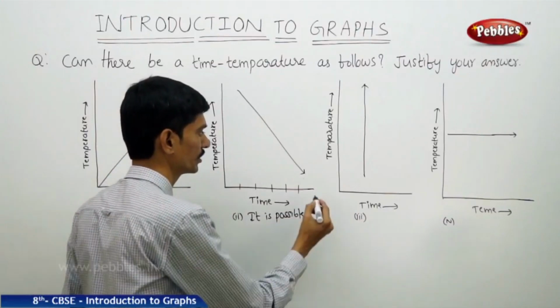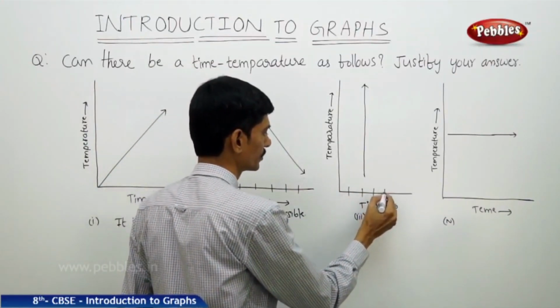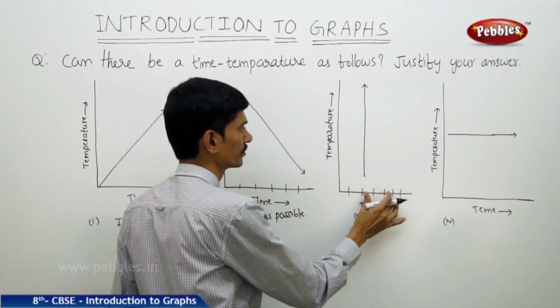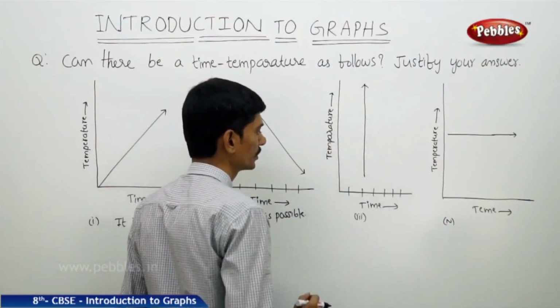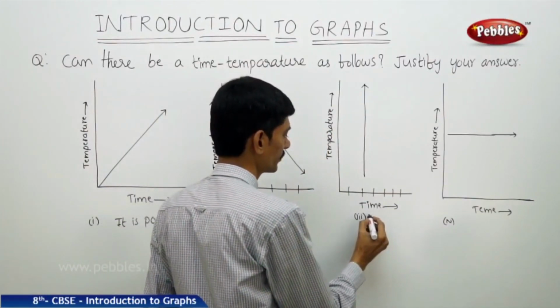And if you take the third case, here there are no time intervals, the temperature is not taken in different time intervals. So suddenly the temperature increases without taking any time intervals. So this is not possible for the graph of time and temperature.